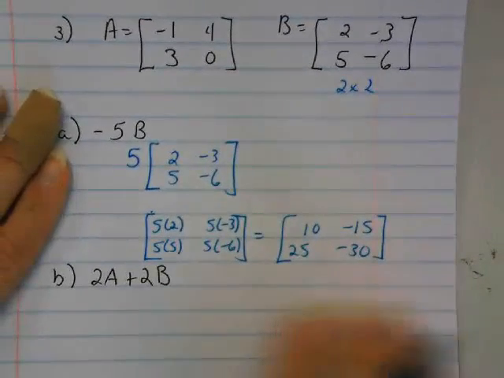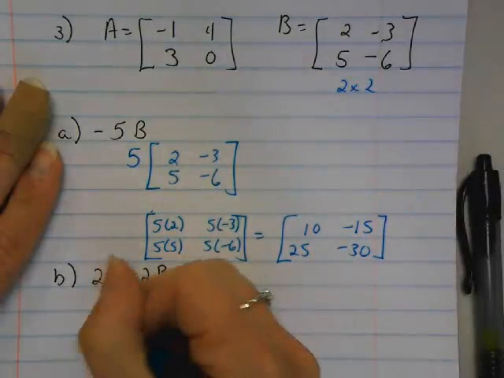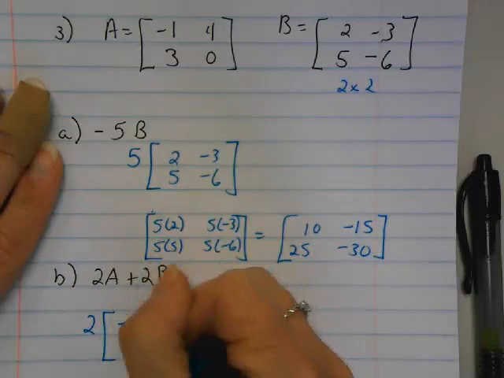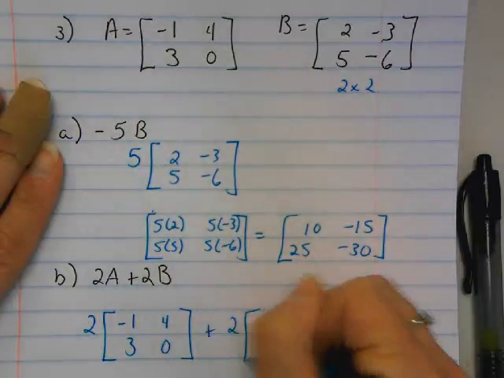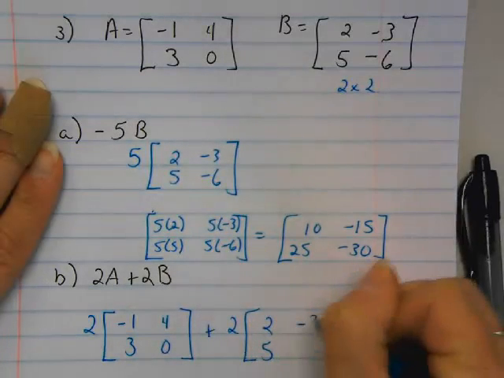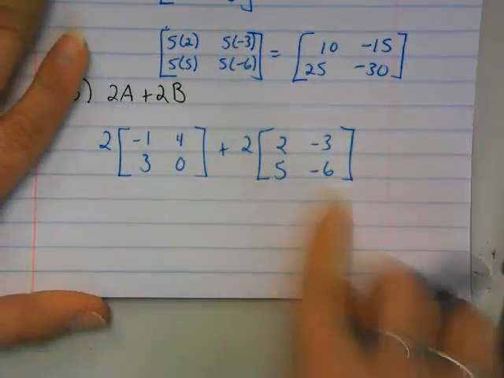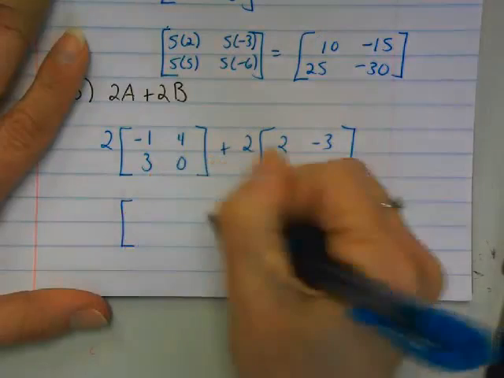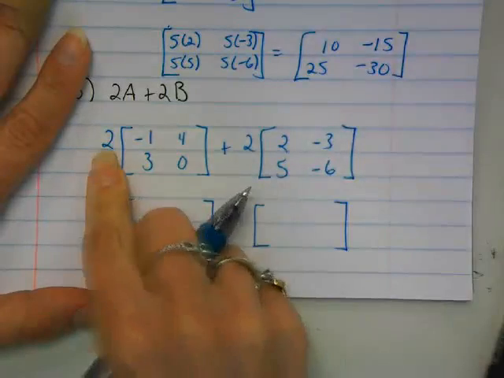Alright, let's do 2 times A plus 2 times B. So 2 times -1, 3, 4, 0 plus 2, 5, -3, -6. So this time I'm going to try to get you to the point where we don't have to show every part, especially with the scalar. Alright, so it's 2 times every term.